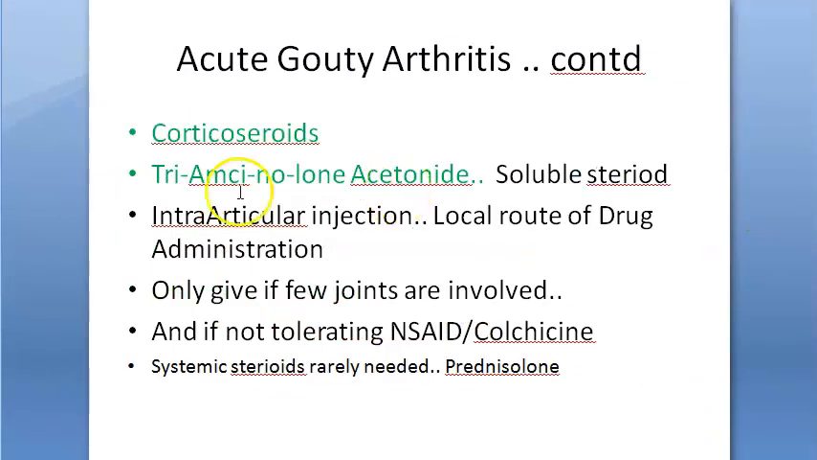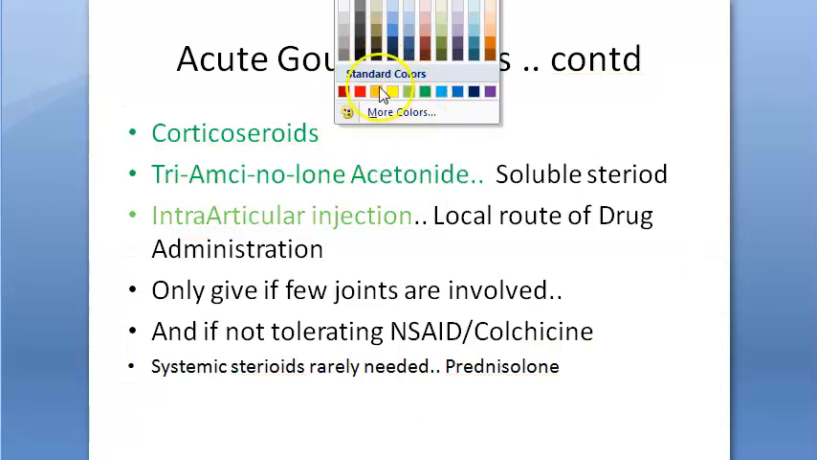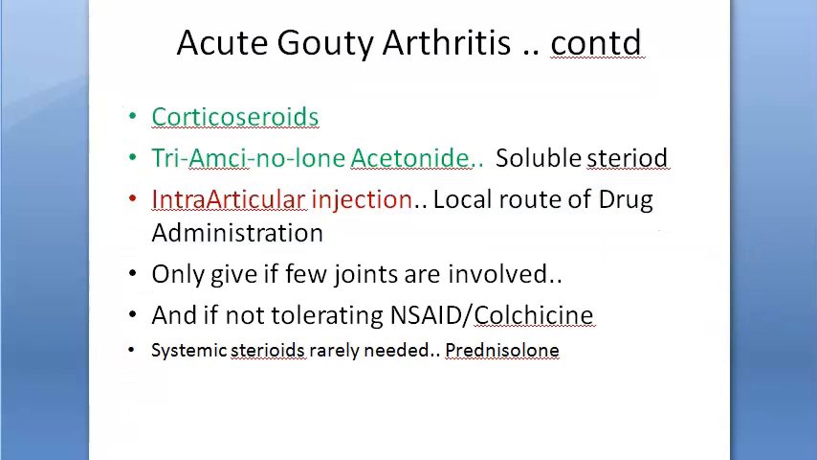Then we saw the action of steroids. Basically they are given by intra-articular injection. This is the unique thing that you have learnt here: intra-articular injection of corticosteroids for treating acute gouty arthritis. This is a local route of drug administration directly into the joint. They will give the injection.